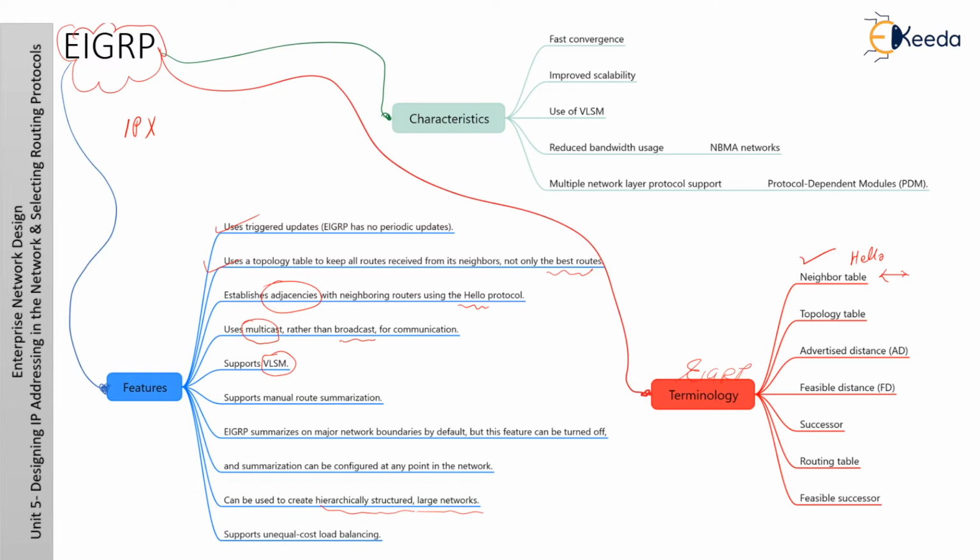Now come to topology table. When a router dynamically discovers a new neighbor, it sends an update. Okay. Whenever it discovers a new neighbor, it sends an update about the routes it knows to its new neighbor and receives the same from the new neighbor. These updates populate the topology table, okay, because it modifies the topology.